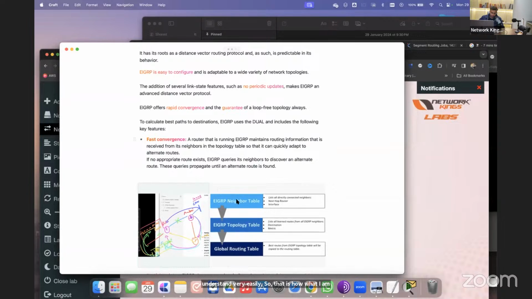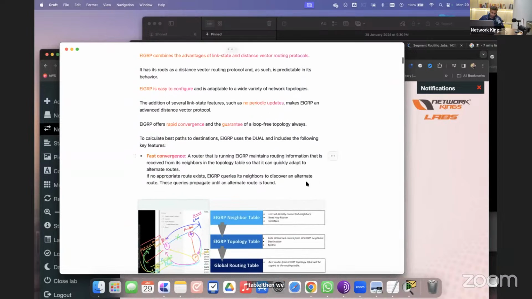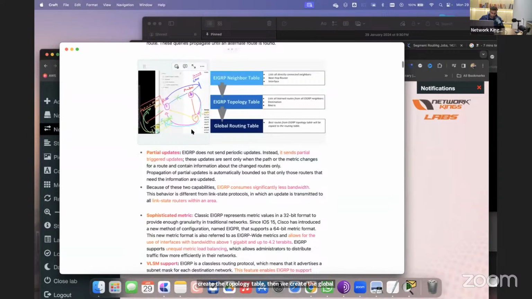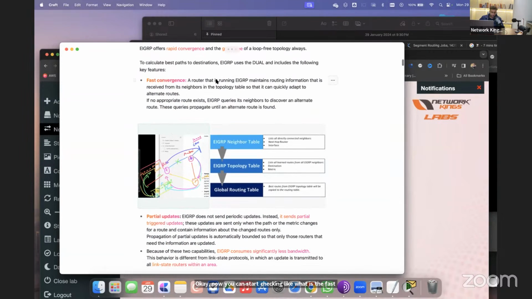So this is the same concept that we learned. First, we create the neighbor table, then we create the topology table, then we create the global routing table. Now you can start checking what fast convergence is. A router that is running EIGRP maintains routing information received from its neighbor in the topology table so that it can quickly adapt to alternate routes. If one primary link goes down, it automatically goes to the backup route. That's called fast convergence. Very fast it goes to the backup path.